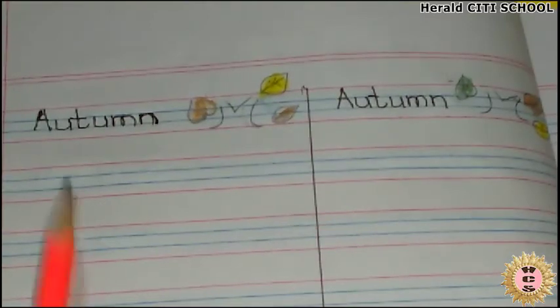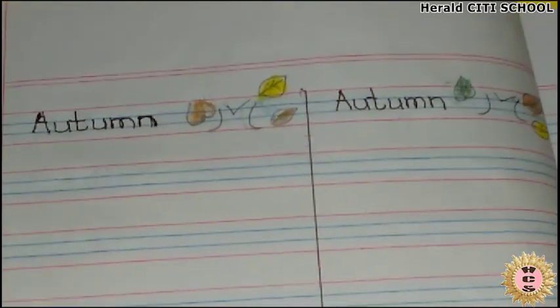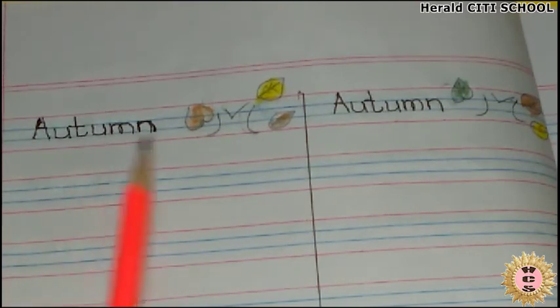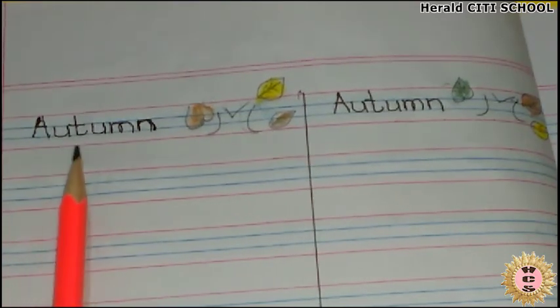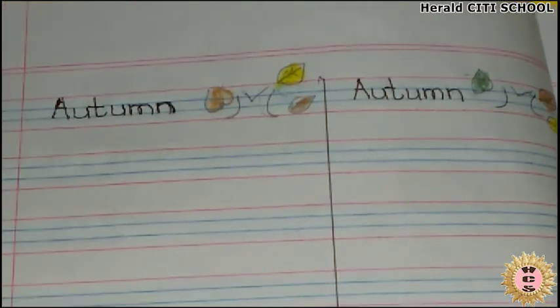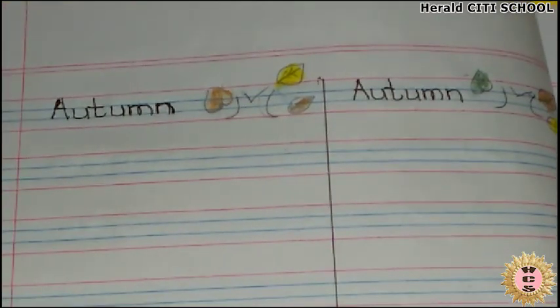And another season is autumn. Autumn, and the spelling of autumn is A-U-T-U-M-N. Autumn. And children, in this season, the leaves fall down from trees.